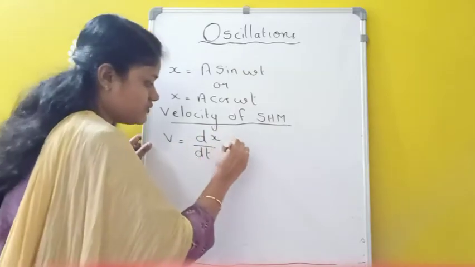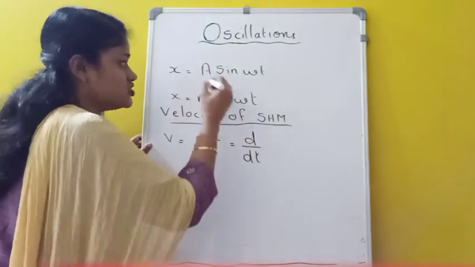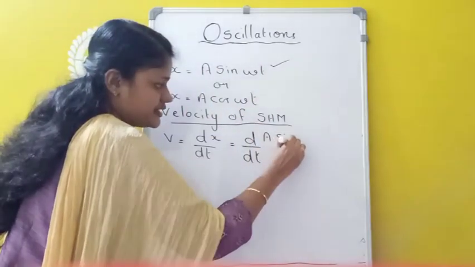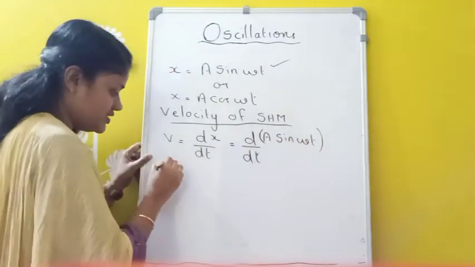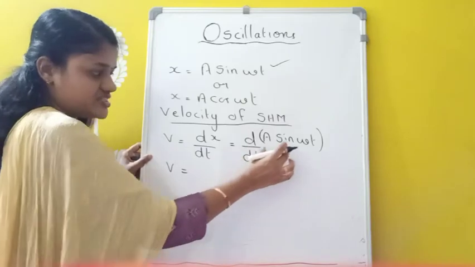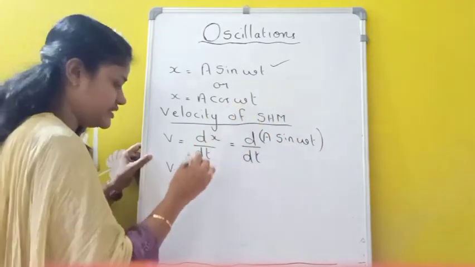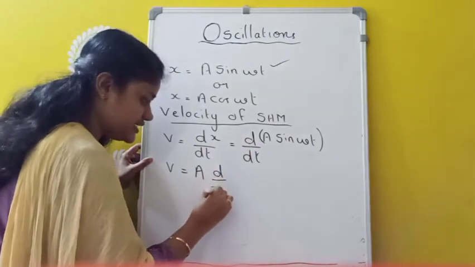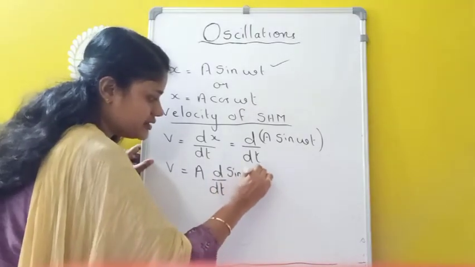That is equivalent to d by dt of x, and I am taking x as a sin omega t. So v equals d by dt of a sin omega t. Here a is a constant, so we can take it outside. So a into the remaining differential, d by dt of sin omega t.